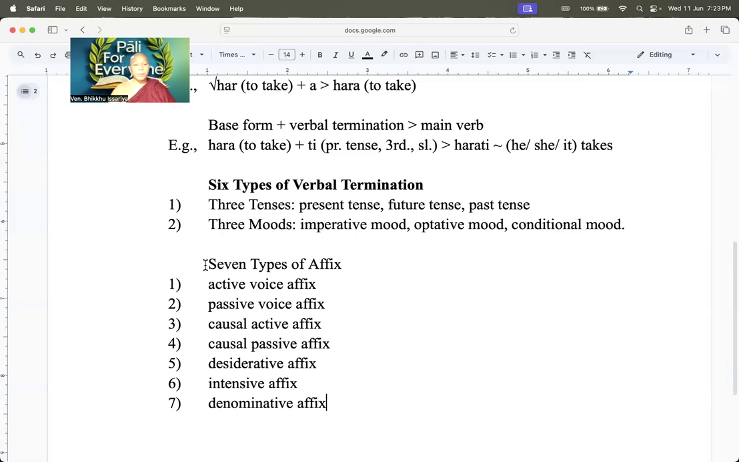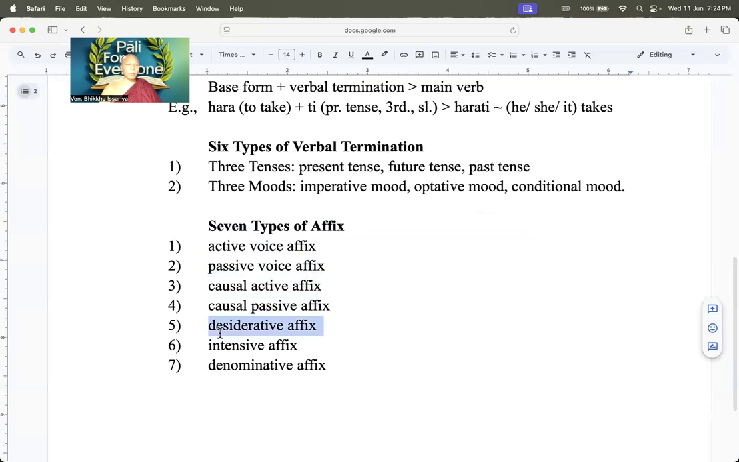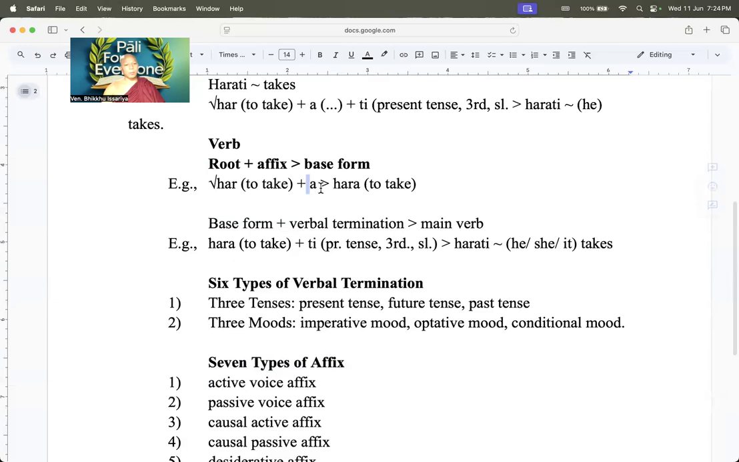So among these seven types of affix, when we use the active voice affix, that verb will be in active form. So too, when we use the passive voice affix, the verb will be in passive form, or causative active form, causative passive form, or desiderative verb form, or intensive verb form, and the denominative verb form. You see? So that is why this affix changes the verb form.